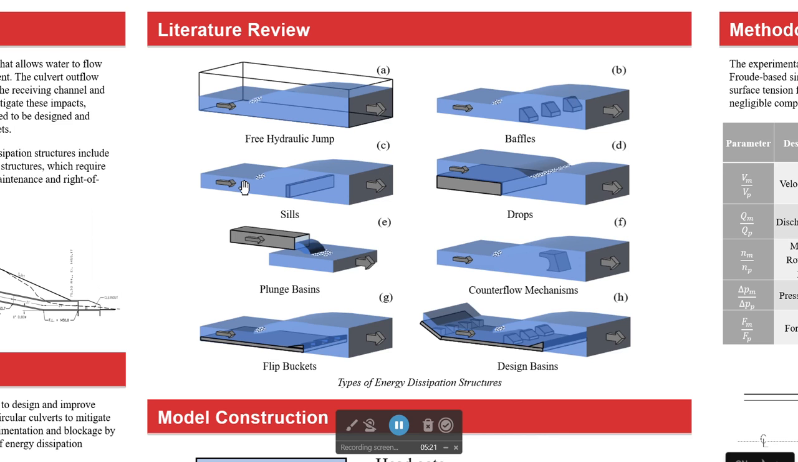C is a sill. Sills are walls across a channel that force the water to go upwards and over them. When the water goes up and over, hydraulic jumps can be induced. D is a drop. Drops dissipate energy by impaction, flow recirculation, and air entraining. E is a plunge basin. Plunge basins are very similar to drops, but plunge basins use a deep pool and use shear stress between the plunging jet and the water in the pool to dissipate energy.